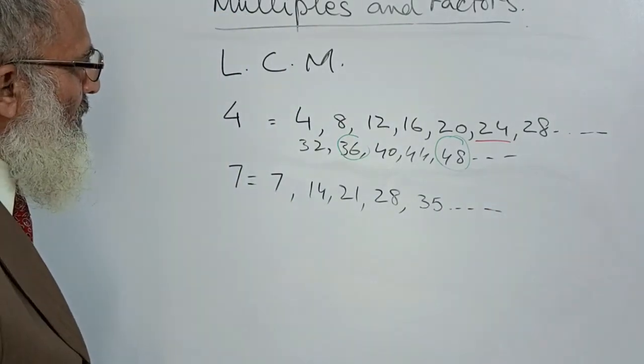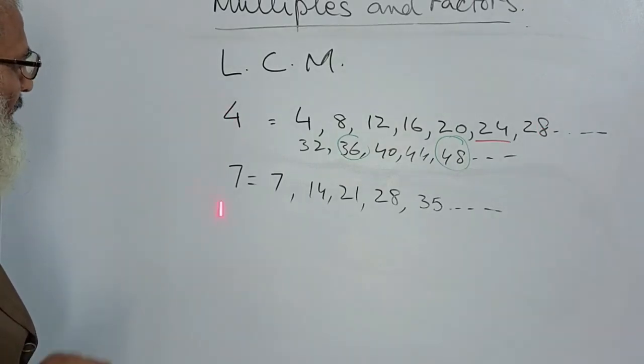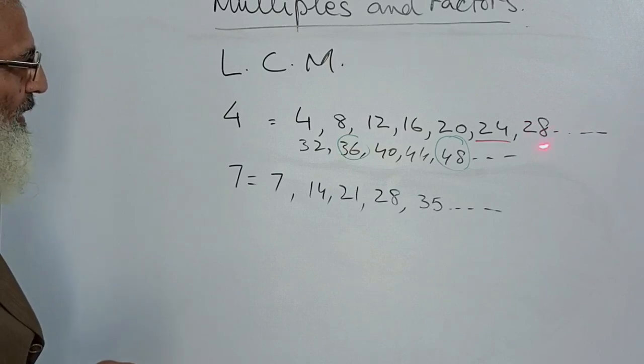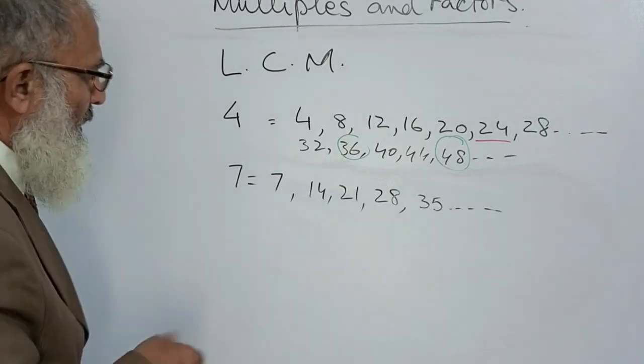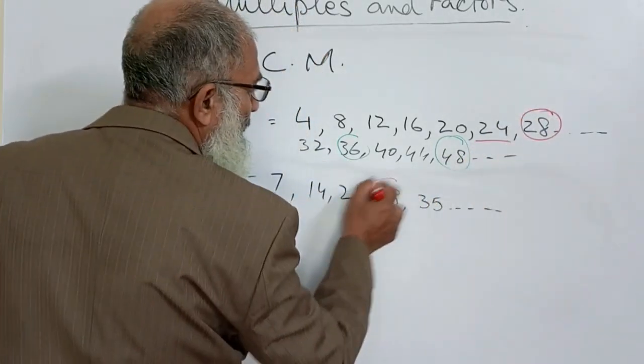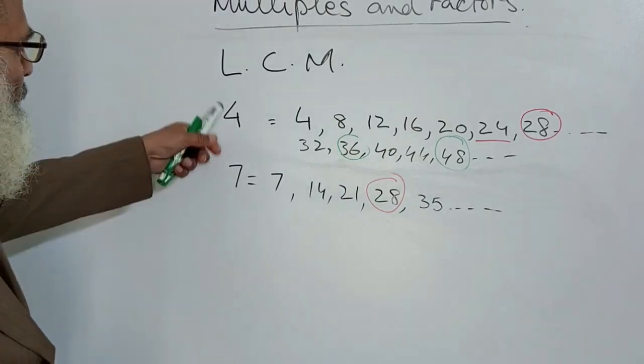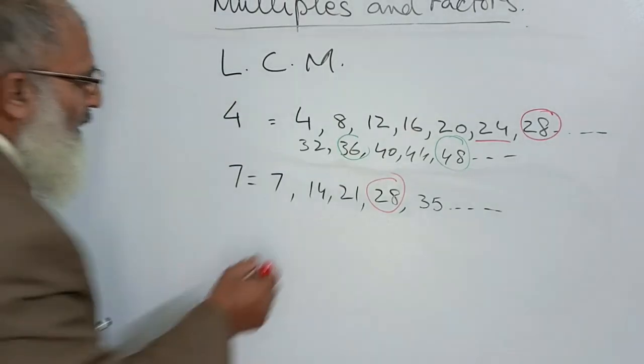So you students might have noticed that there is again one number in common between the two given numbers, and now it is 28. Here we got 28, here we got 28. So the lowest common multiple of 4 and 7 is 28.